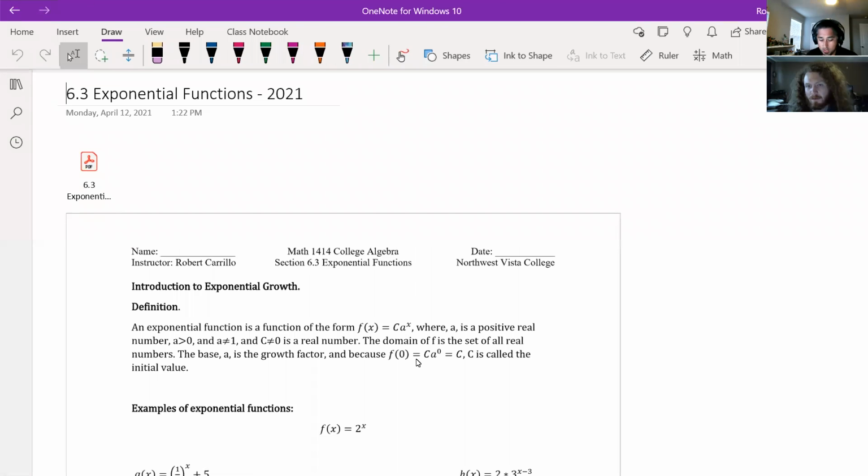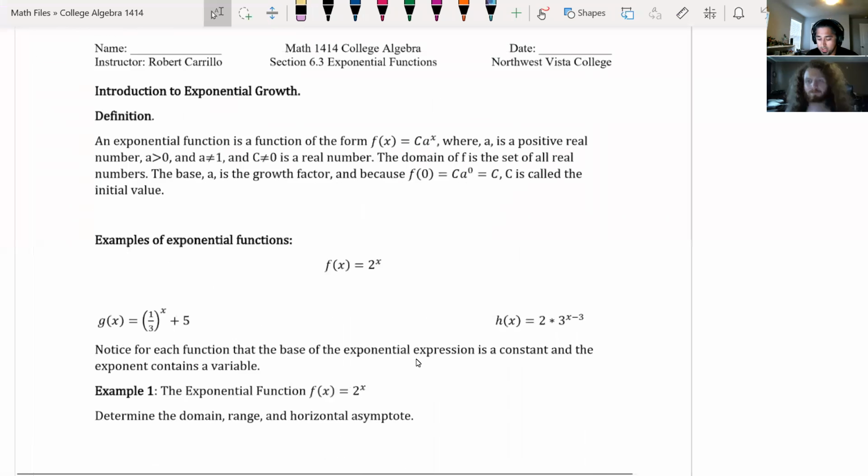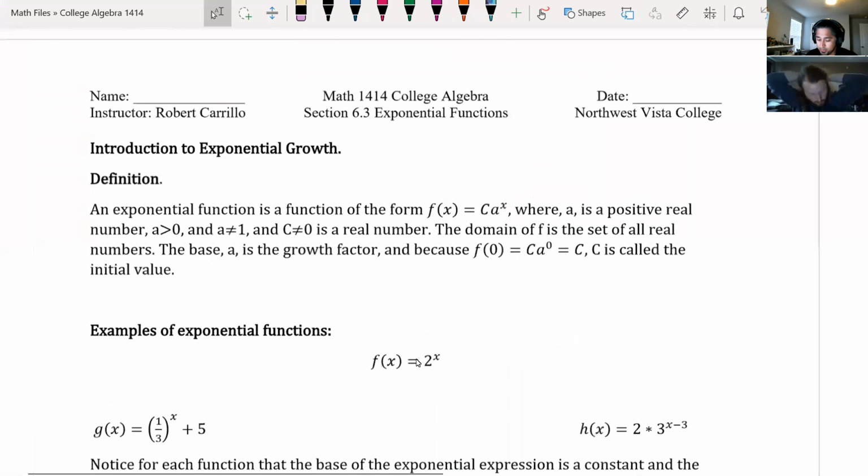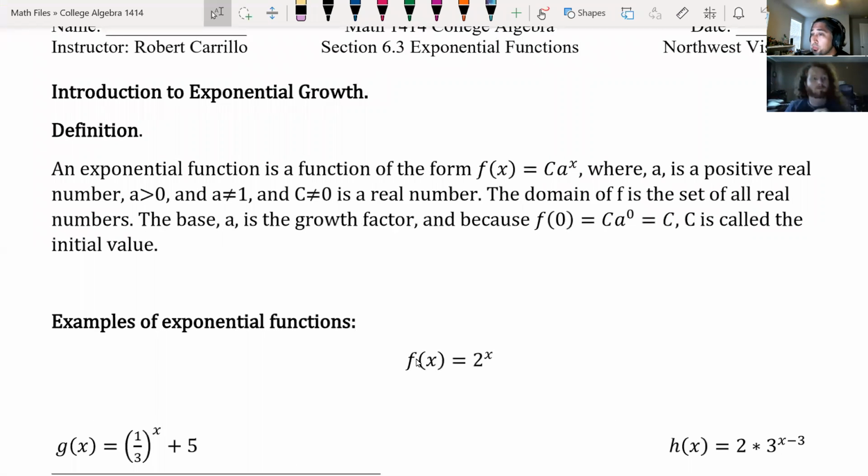All right. So today we have, like we said, exponential functions. By definition, an exponential function is a function of the form f of x equals c times a to the x, where the base a is a positive real number, the base has to be greater than 0 and not equal to 1, and c, which can't equal 0, is a real number.